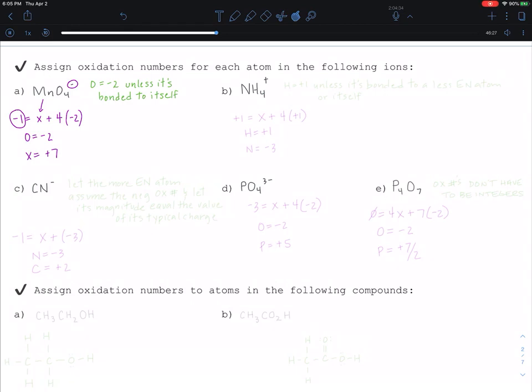Okay. So next one is the ammonium ion. The ammonium ion has a +1 charge overall, right? And we know that hydrogen is going to be +1 unless it's bonded to a less electronegative element.